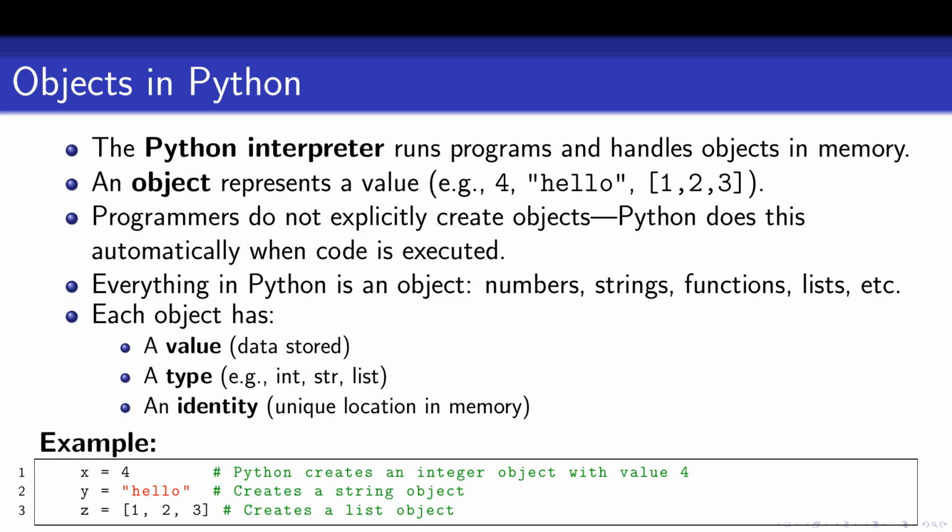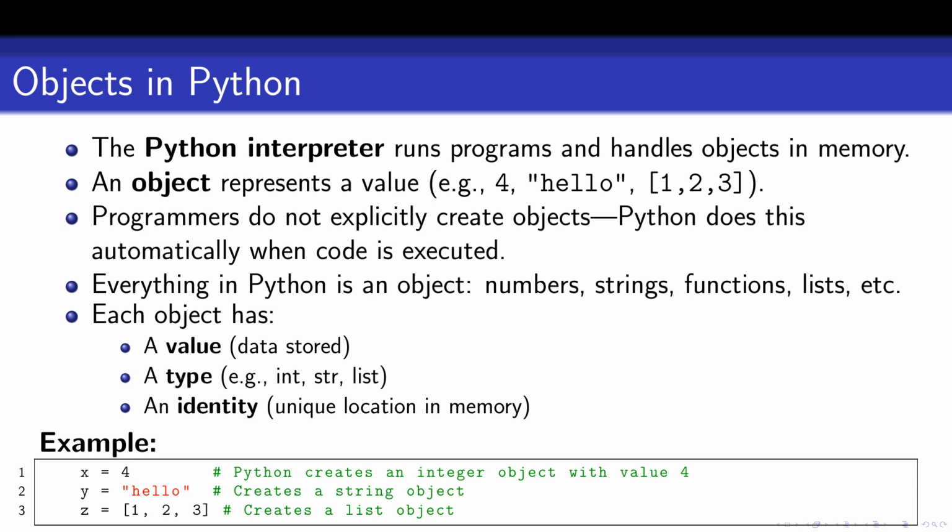Now let's talk about objects in Python. Every value you create in Python, whether it's a number, a string, or even a list, is represented internally as an object. You don't have to manually create these objects. Python does this automatically when you assign values. This means that when you write x equals 4, Python creates an integer object with the value 4 and assigns it to the variable name. The same happens with strings or lists.